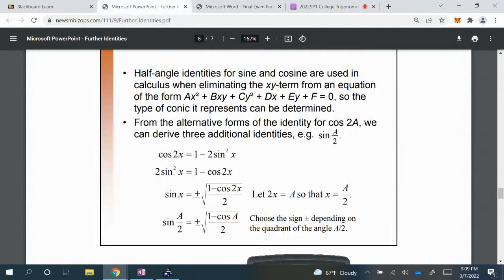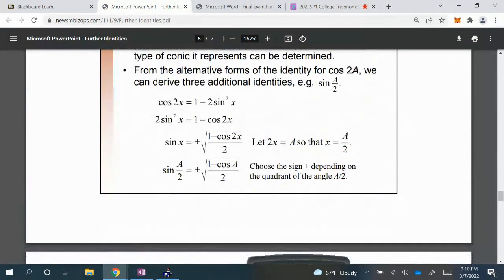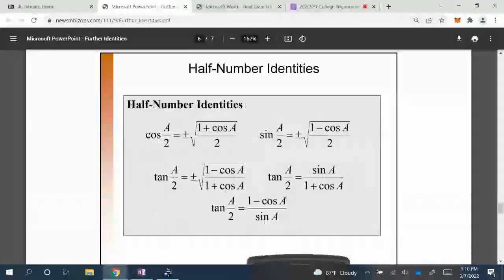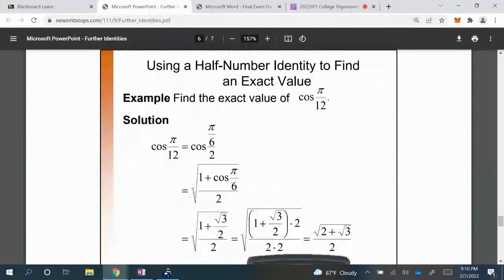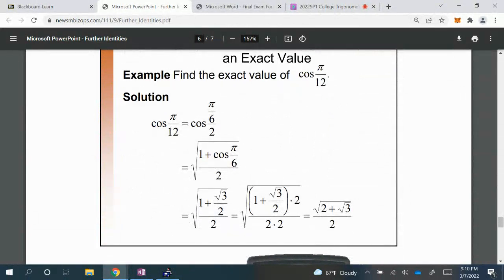Okay, let's take a look at the slides, the lecture notes. So here again, this is sort of how the formulas are derived. They're actually derived from the double number formula for cosine. So once again, here are the formulas, and here is an example. We're asked to find the cosine of pi over 12.